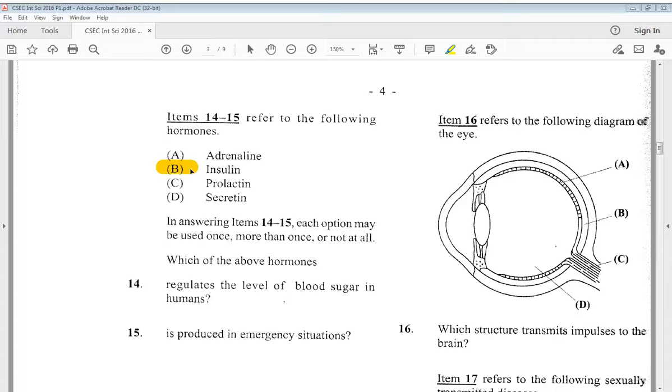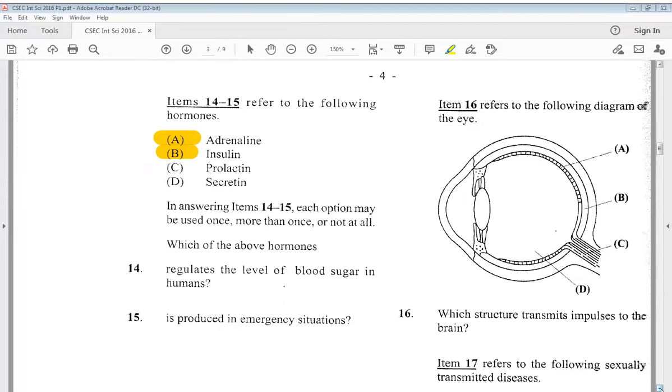15, which of the above hormones is produced in emergency situations? We know that is A, adrenaline. Now let's move on to question number 16.